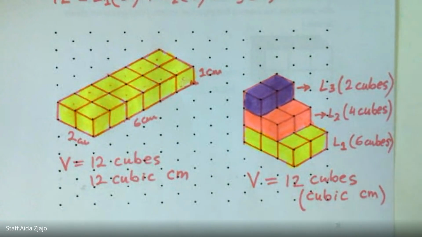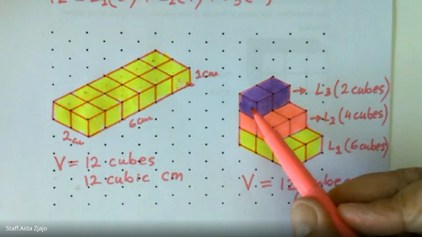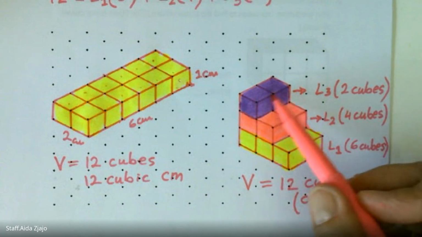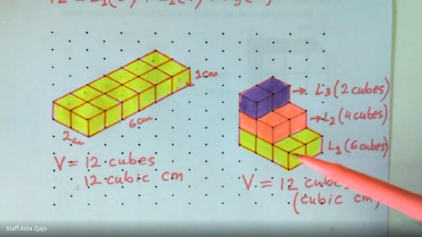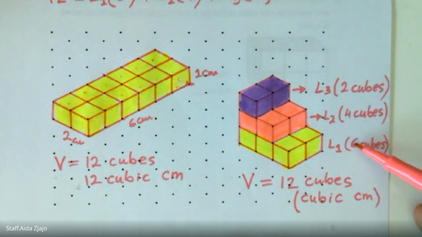Also, layer 1 is 3 by 2, 3 times 2 is 6. And then layer 2 is 2 by 2 is 4, and layer 3 is 1 by 2 is 2 cubes. So altogether is 12. 2 plus 4 is 6, plus 6 is 12 cubic units. And that was all. I hope that you like this and it makes sense to you.